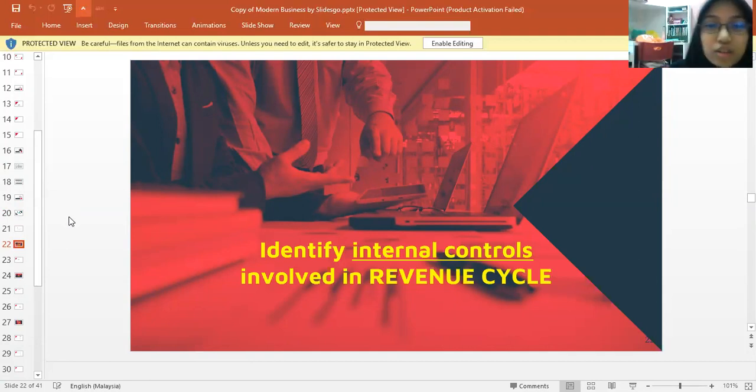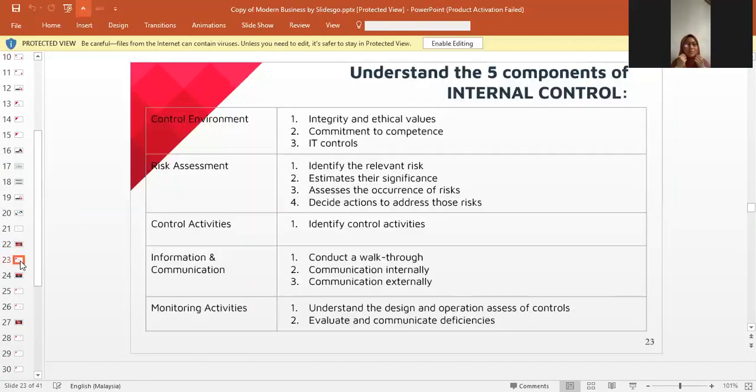Assalamualaikum. I would like to present on the internal control involved in revenue cycle. There are 5 components of internal control in revenue cycle, which the first one is control environment. Control environment may affect the individual processes by implementing integrity and ethical values, which may prevent employees from committing fraud in revenue cycle.